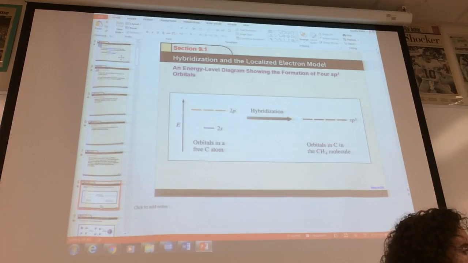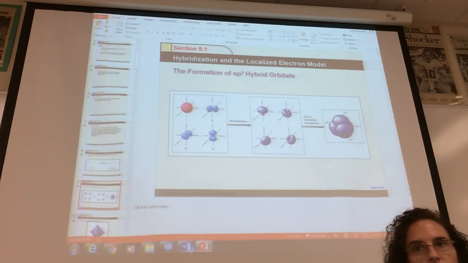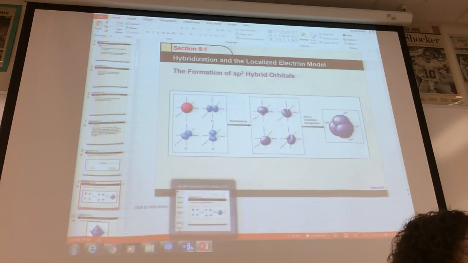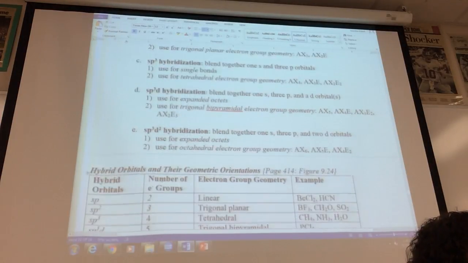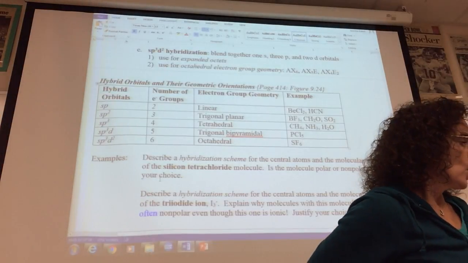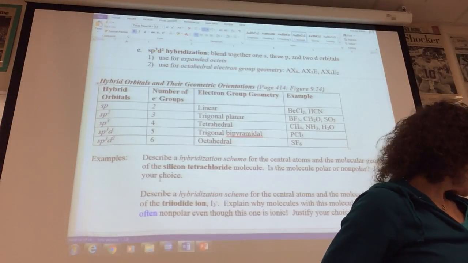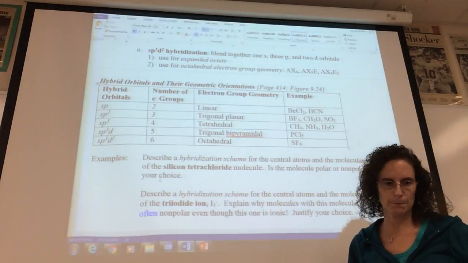Keep it very, very simple. It looks something like this. Who cares? Because it's too complicated. I'm going to slide right here and make it really, really simple. Where the electron group geometry is going to come into play is right here with hybridization.